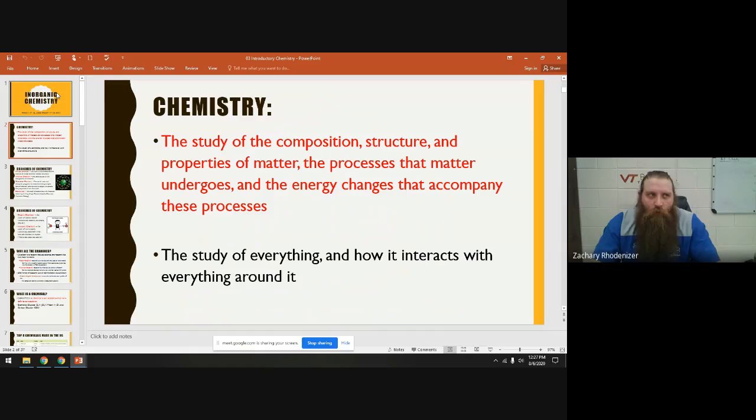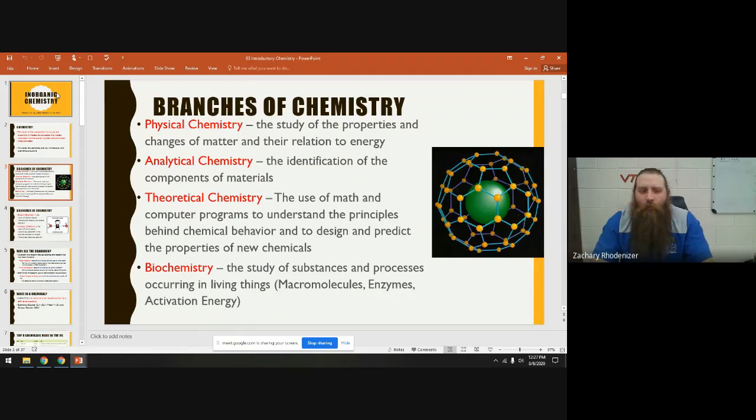Now, another way to kind of put it is it's the study of everything and how it interacts with everything else. So chemistry is often called the central science because you find chemistry in pretty much every single branch of science. I mean, it touches in some way, shape, or form on everything, all right? And we'll talk more about why later on. Now, there are a lot of different branches of chemistry. Here are just a few, okay?